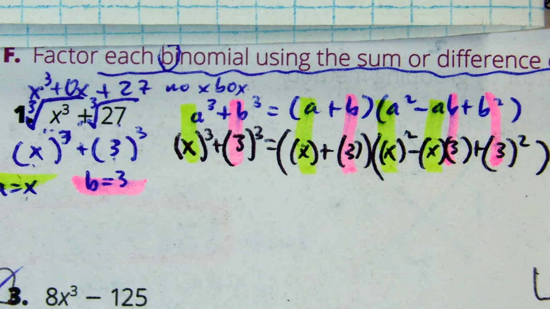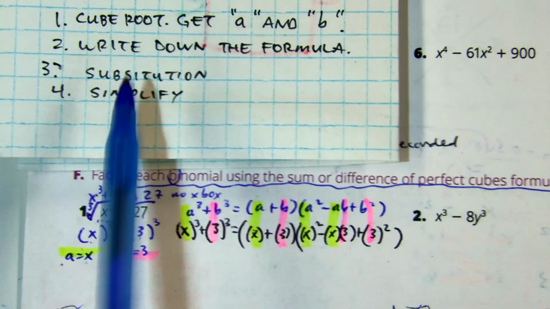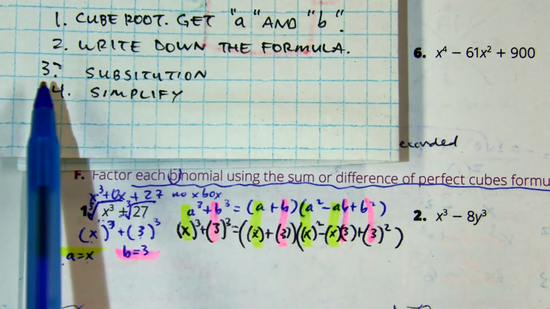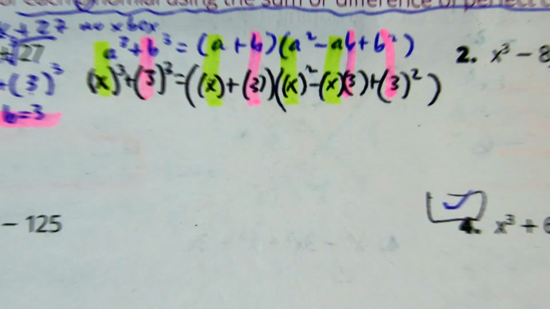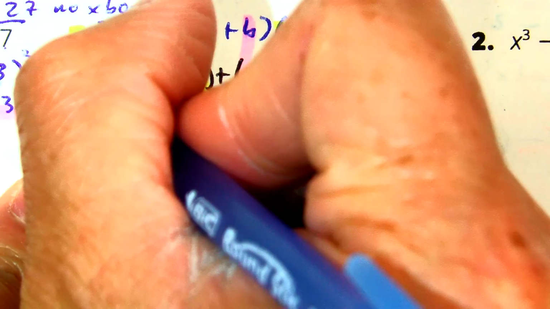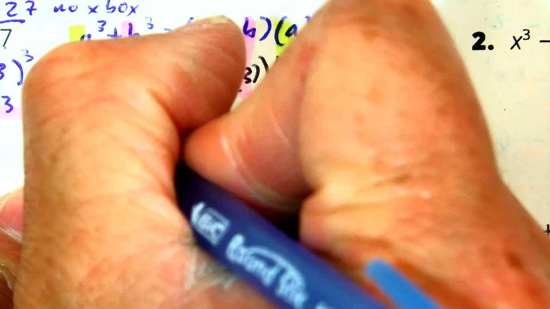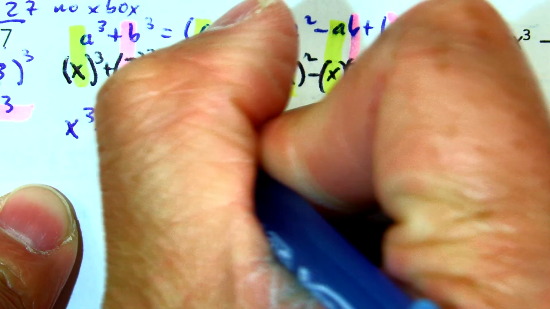So we did steps number 1, get the cube root, get A and B. Number 2, write down the formula. We just did our substitution. And lastly, we're going to simplify. Let's go ahead and simplify that. We already know that x cubed, x to the third power is just x times x times x. 3 to the third power is 27.